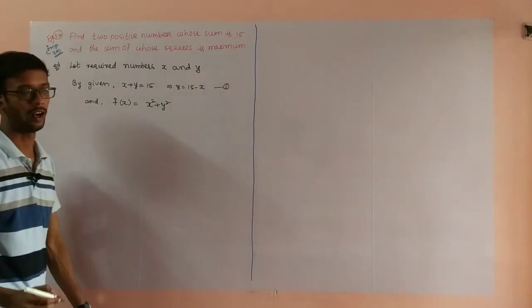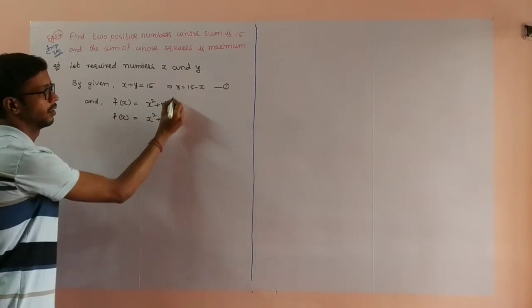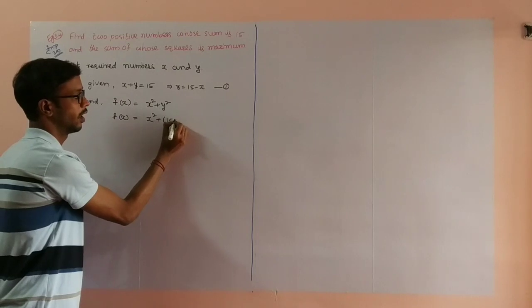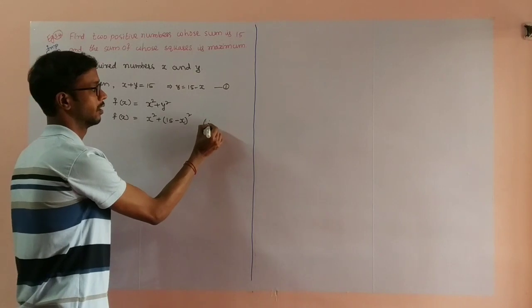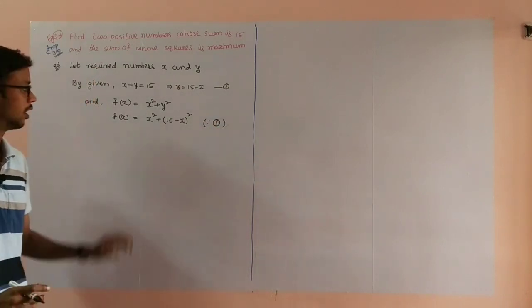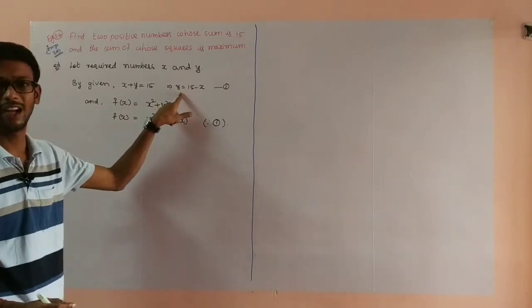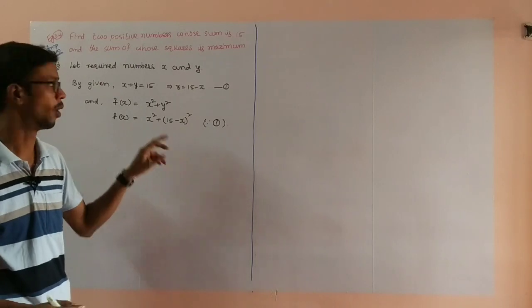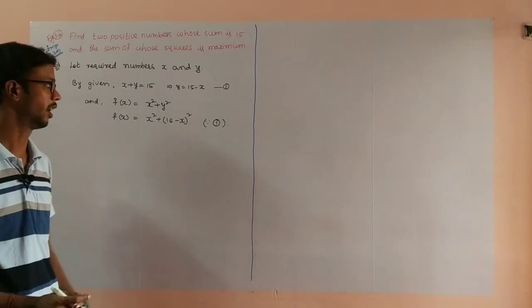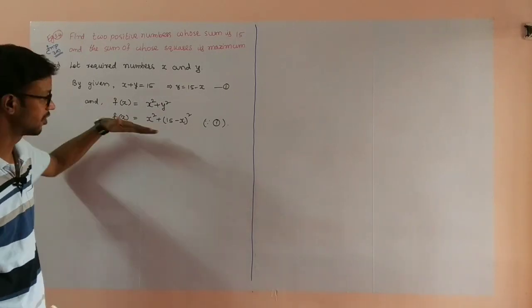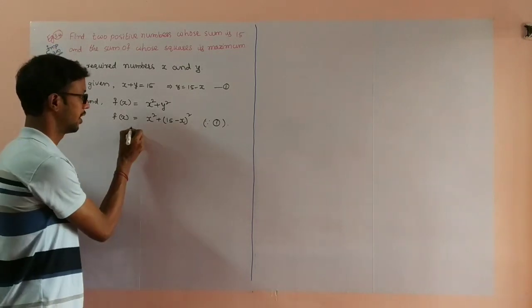Equation number 1. Now f of x is equal to x square plus y value, which is 15 minus x whole square, since from equation 1. The total function should be in a single variable. You can also make it in terms of y, no problem; x equal to 15 minus y, you can substitute in terms of y. Writing the function is important here. After that, we will use the second derivative test. What is the second derivative test?